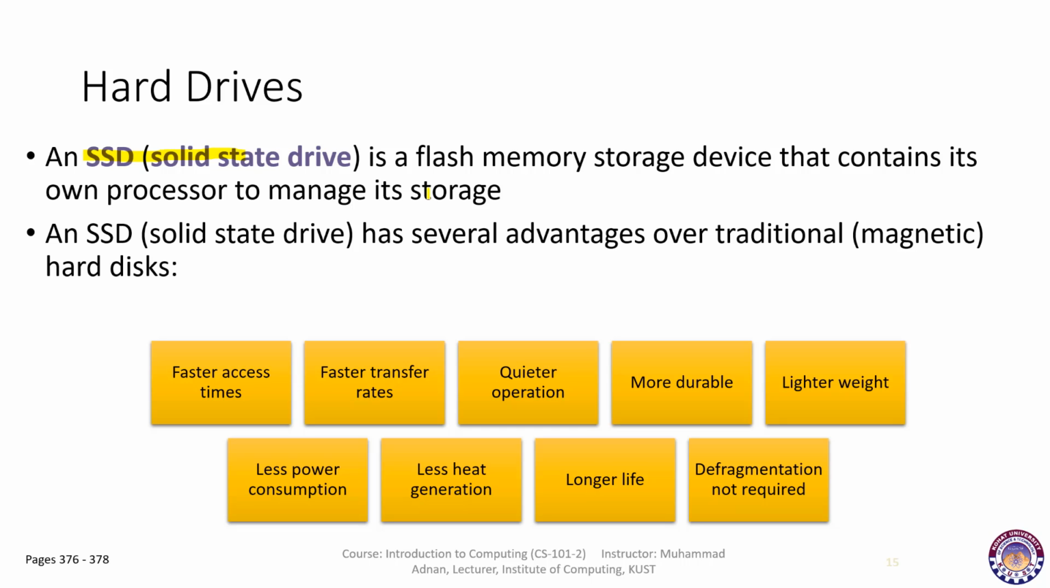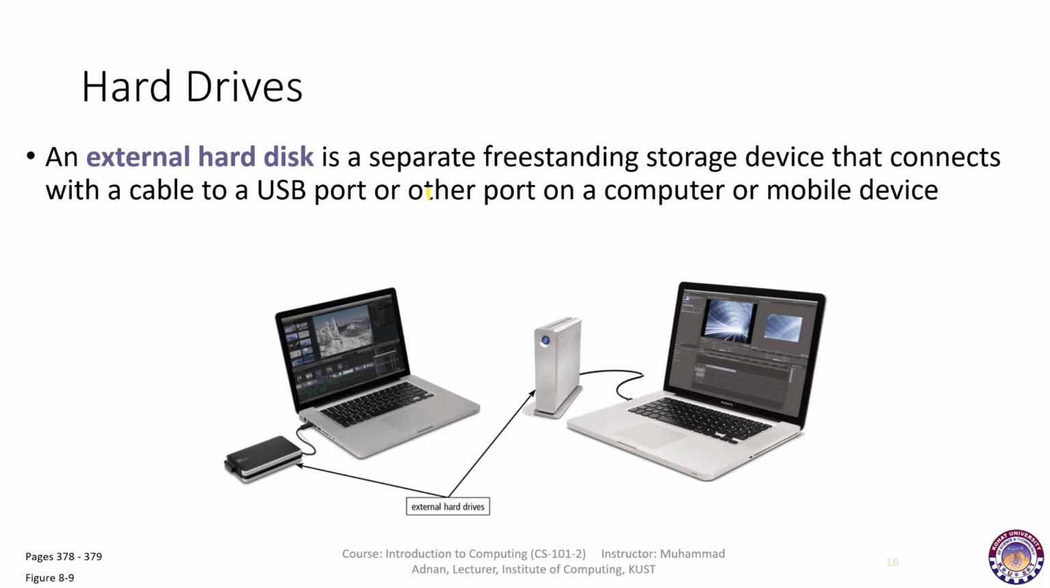So an SSD, solid state drive, has several advantages over traditional magnetic hard disks. It has faster access times, faster transfer rates, quicker operation. Quieter operation means it works very quietly, so it does not make any noise, and does not consume a lot of energy. Your battery life is also enhanced and runs for a longer period of time. It is more durable, lighter in weight, has less power consumption, less heat generation, longer life, and defragmentation is also not required. So these are the advantages of SSD over traditional magnetic hard disks.